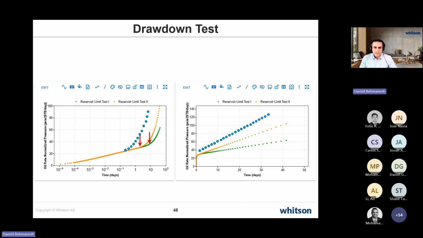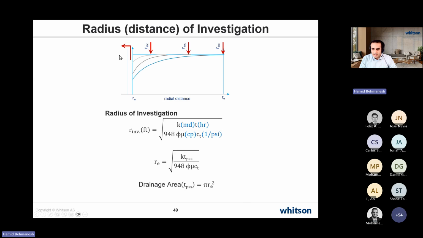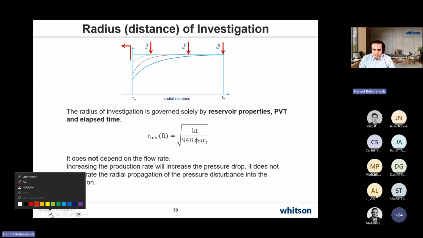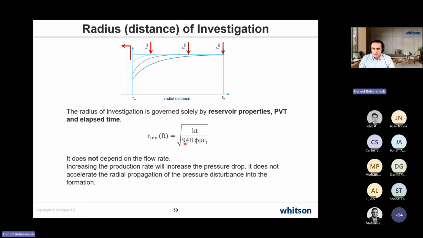We talked about the radius of investigation. We plotted the pressure data differently, in the log scale and in the Cartesian scale, and we came up with one way to estimate the drainage area of the reservoir. A very interesting part of the distance of investigation is that it doesn't depend on rate at all. So next time you go to a pond, if you throw a small rock in the middle of the pond versus a big chunk of rock, in both cases the waves propagate at the same speed. It's only the magnitude of the wave amplitude that will be different. But the wave speed through that medium is the same.